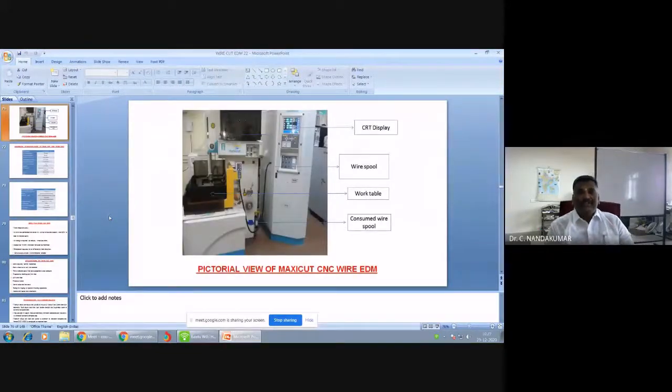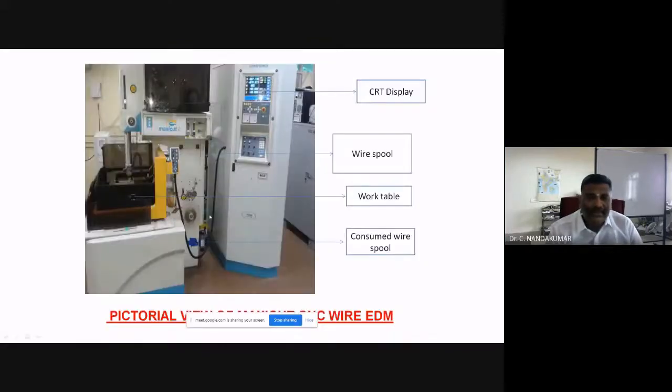This is the machine setup we have at MIT, in my lab. I am in charge of this lab. Particularly, the machine we are using is the MaxiCut. It's called a MaxiCut machine.